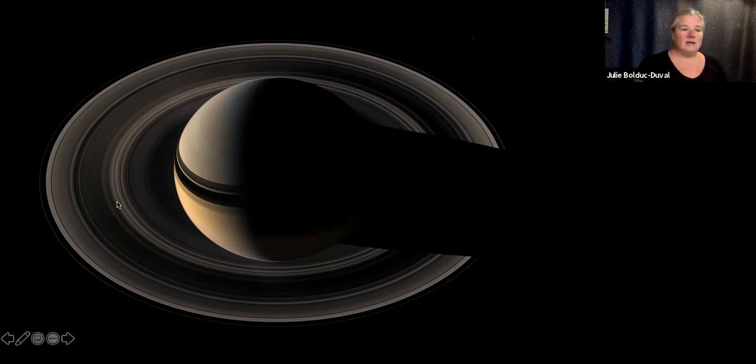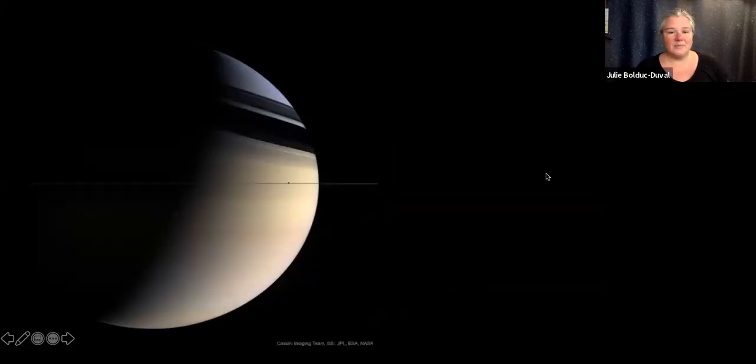You can see the rings here, and the sun would be lit on that side. So the sun would be on this side, and you can see the shadow of the rings on the planet and the shadow of the planet on the rings. So it's, again, very, very interesting.